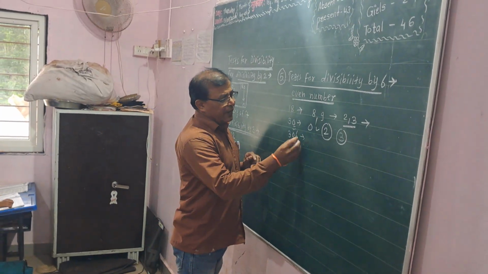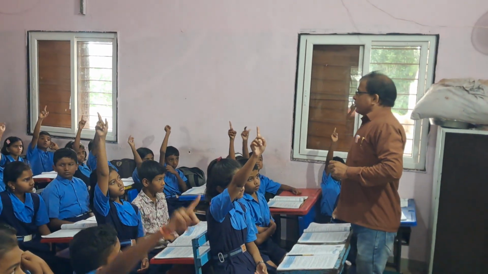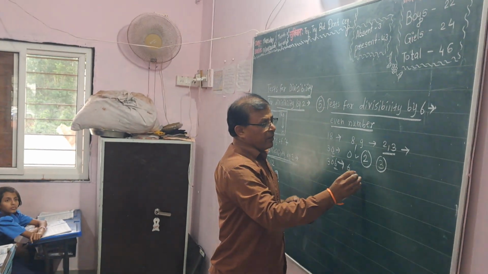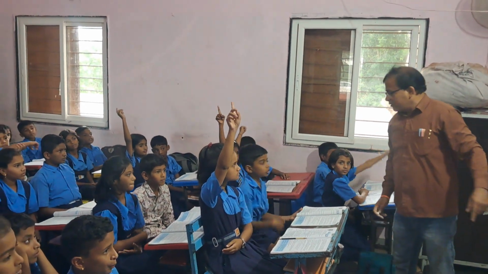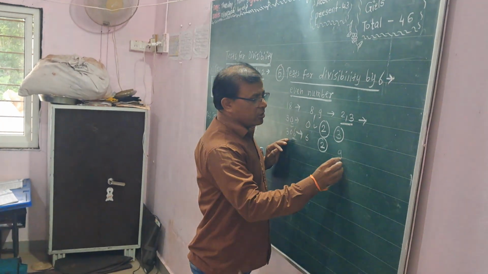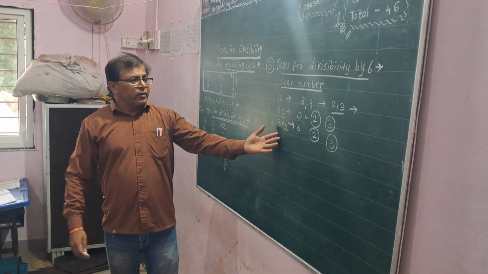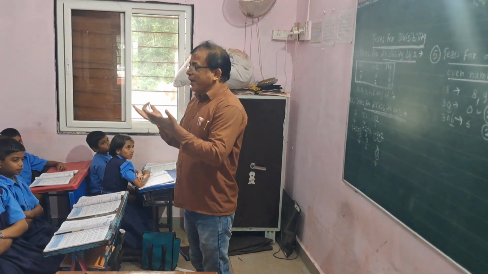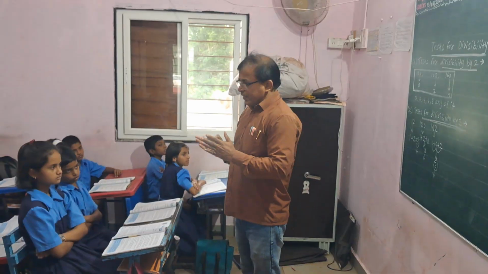Now here 306. The unit place digit is 6. Thus this number is divisible by 2. And the addition of these 3 digits is 9. Thus this number is completely divisible by 3. And when the required number is completely divisible by 2 and 3, then this number is completely divisible by 6, and this is called the test for divisibility by 6.